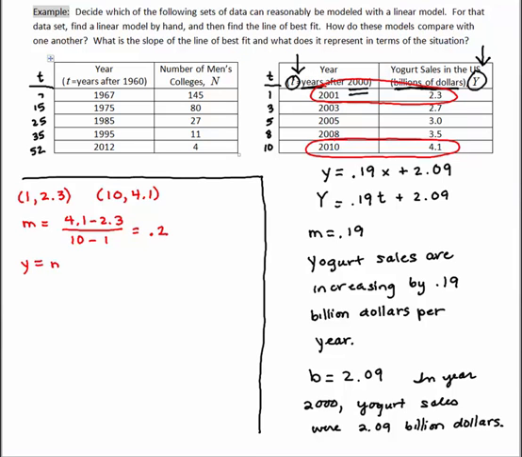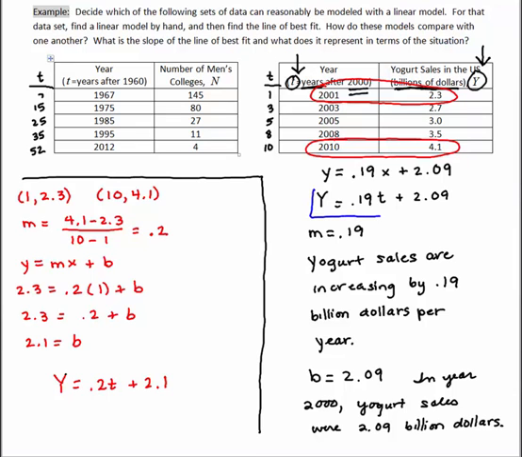To get the y-intercept, I can go with y equals mx plus b. And I'm going to plug in the first point. Y is 2.3, m is 0.2, and x is 1. So 2.3 equals 0.2 plus b, and subtracting the 0.2 gives me 2.1 for b. Again, very, very close to the 2.09 that I got when I did the regression on the calculator. So in this case, working by hand, yogurt sales would have been capital Y equals 0.2t plus 2.1.